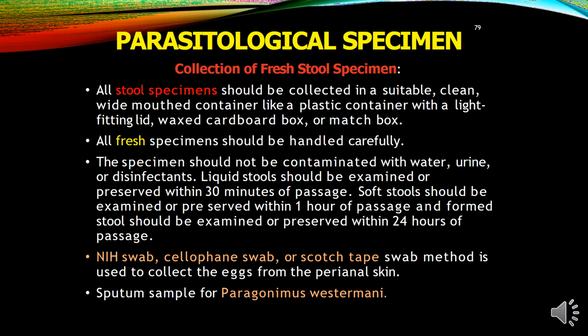So in case of parasitological specimens, all specimens should be collected in a suitable clean wide mouth container like a plastic container with a tight fitting lid, waxed cardboard box and matchbox. All fresh samples should be handled carefully. The specimen should not be contaminated with water, urine or disinfectant.